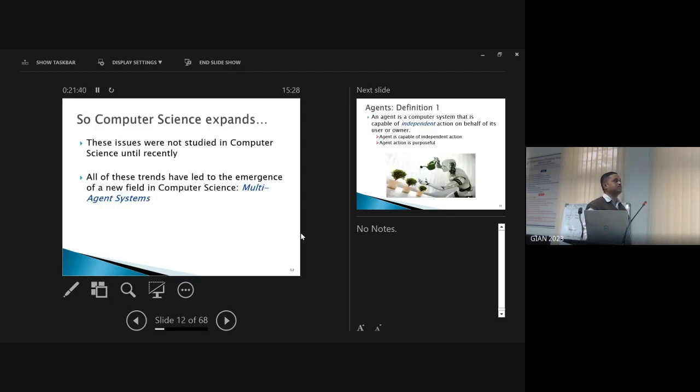So computer systems expanded, and these issues were not studied in computer systems earlier. All of these trends have led to the emergence of a new field of computer science called multi-agent systems.